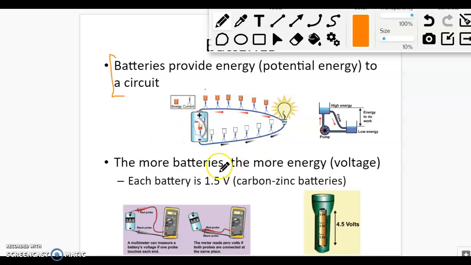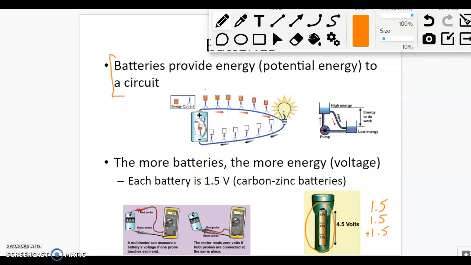But the key thing is that with more batteries, you have more energy. So if each battery is 1.5 volts, and you have 3 batteries together, they add up to 4.5 volts, because it's 1.5 plus 1.5 plus 1.5. That's kind of how batteries work. Yay. And make sure that you know that with batteries, you can add them up.